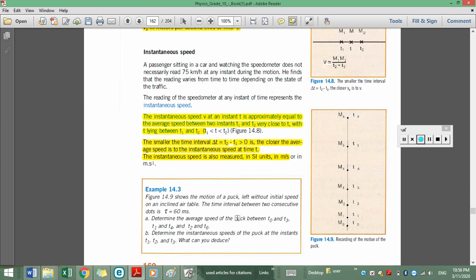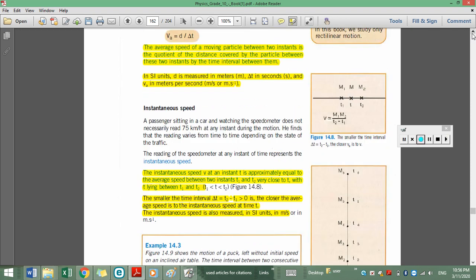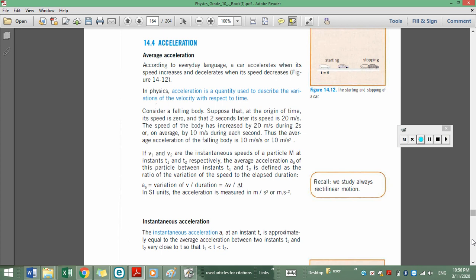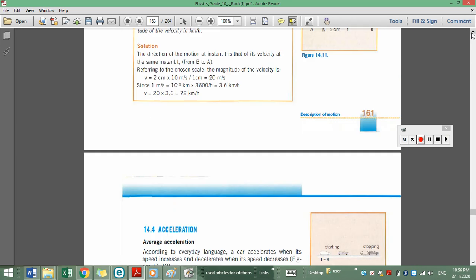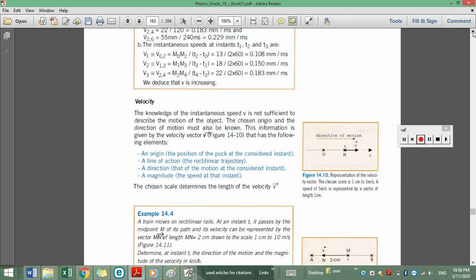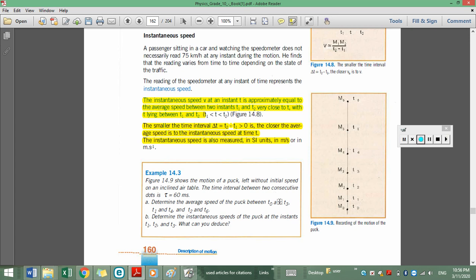Now part A, determine the average speed of the puck between T0 and T3, T1 and T4, and T2 and T6. If you want to apply the formula which says that the average speed is equal to the total distance over the total time, we're given the time, but what is still missing? The distance. So using your ruler, as long as they said between T0 and T3, you have to measure the distance between M0 and M3. In other words, you have to measure the length of the segment M0M3. Then divide it by the total time.